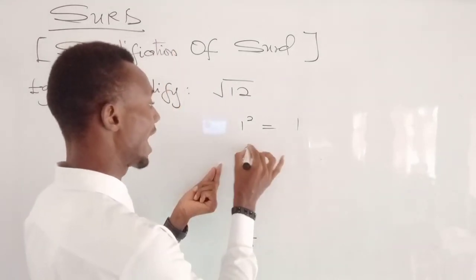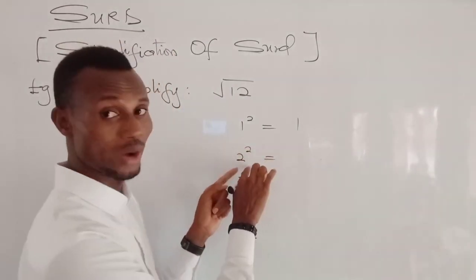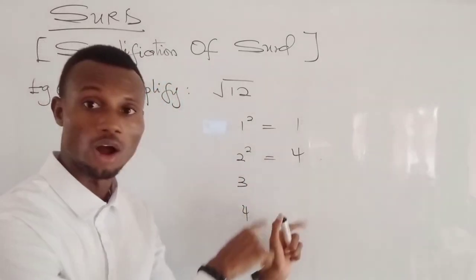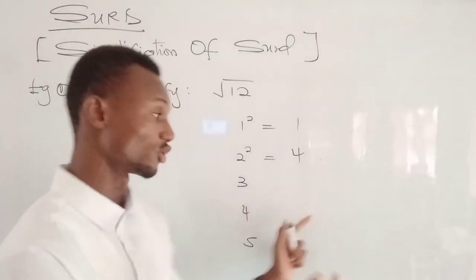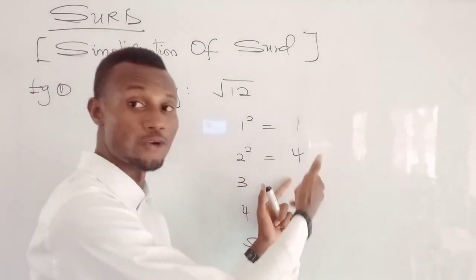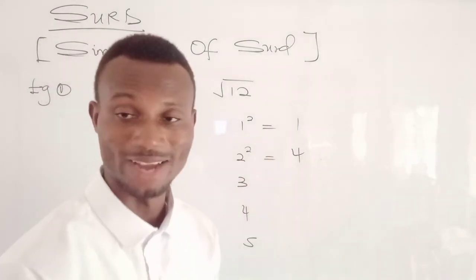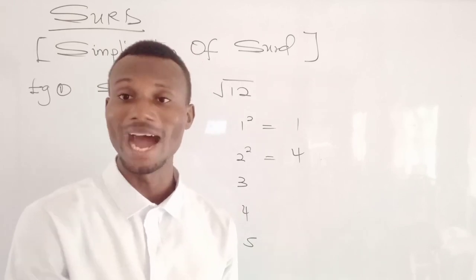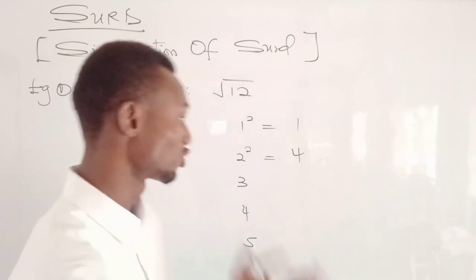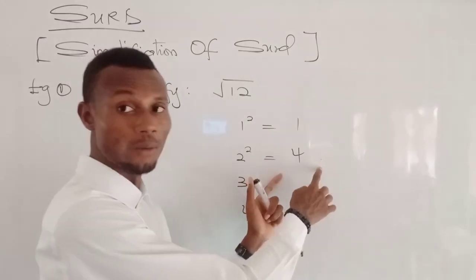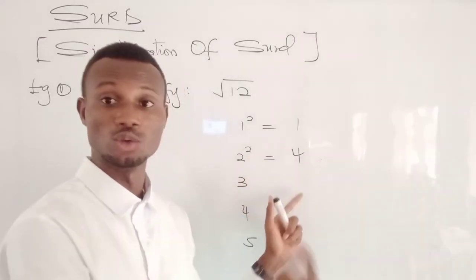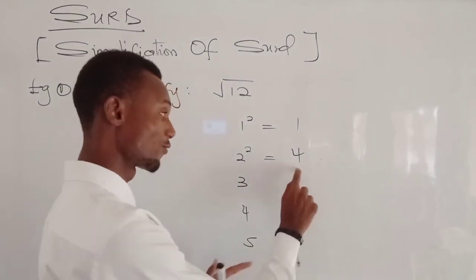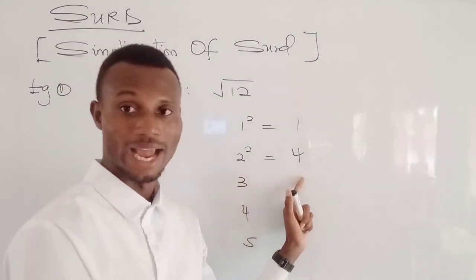Now when I square the 2, it gives me 4. So the 4 is a perfect square. As I said, the square of any integer, the result that you get is what is referred to as a perfect square. 2 squared means 2 times 2. 2 is multiplying itself 2 times, and that gives 4. So this 4 is a perfect square.